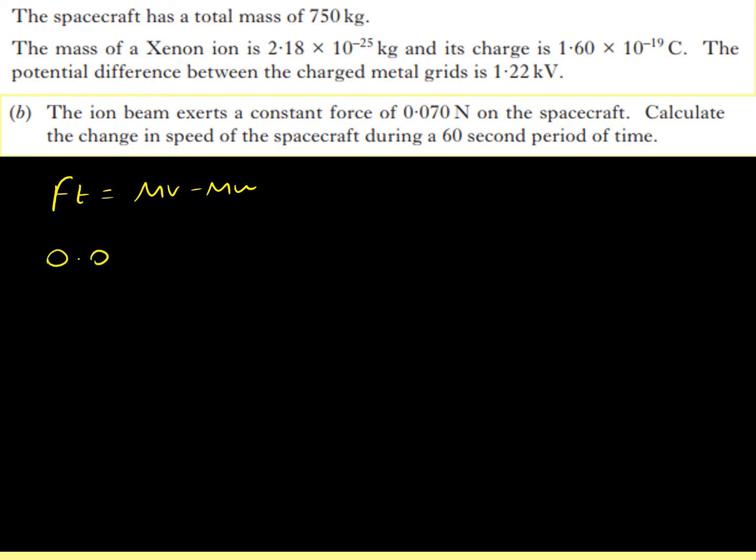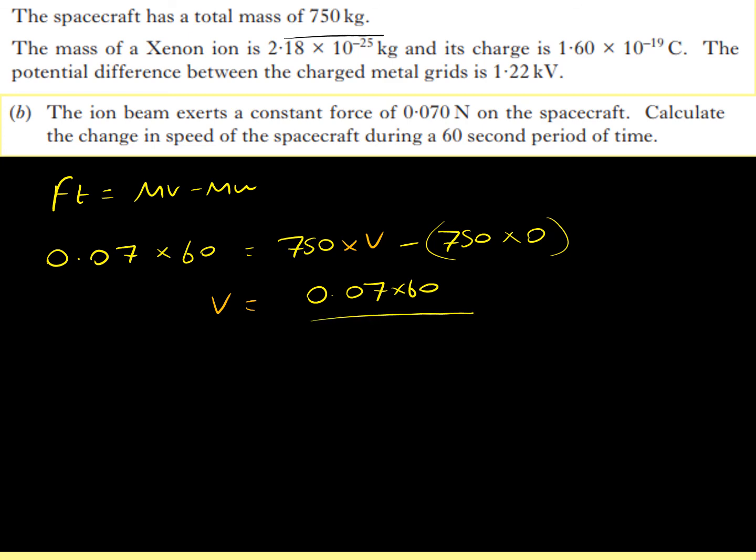So 0.07 multiplied by 60, so our time, is equal to our mass of 750 kilograms. Remember, it's the mass of the spacecraft we're using here, multiplied by our velocity, minus 750 multiplied by our initial velocity, which was 0 because we started at rest. So we end up with a value of v being equal to 0.07 multiplied by 60 divided by 750, which is equal to 5.6 times 10 to the negative 3 meters per second.